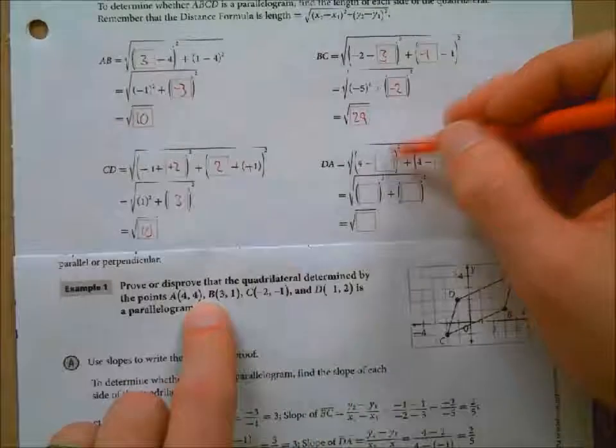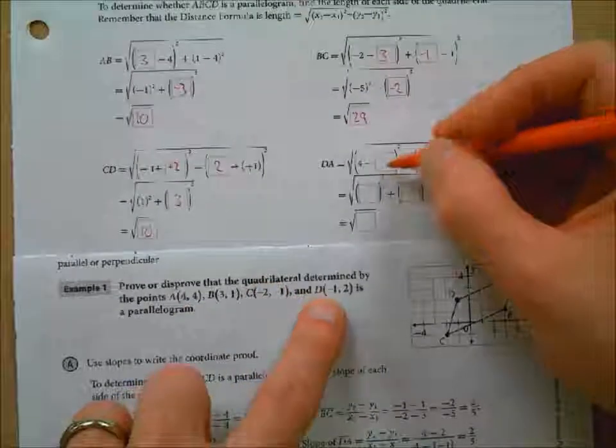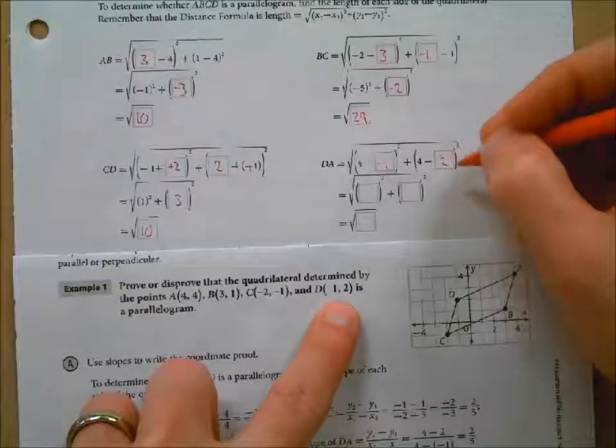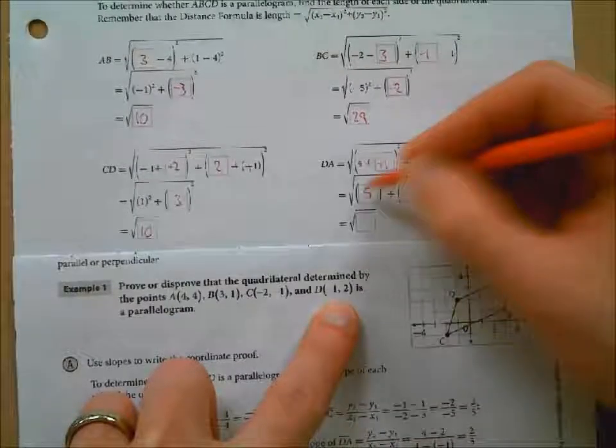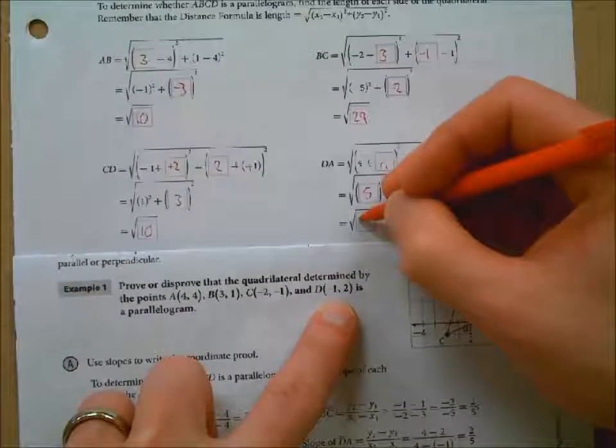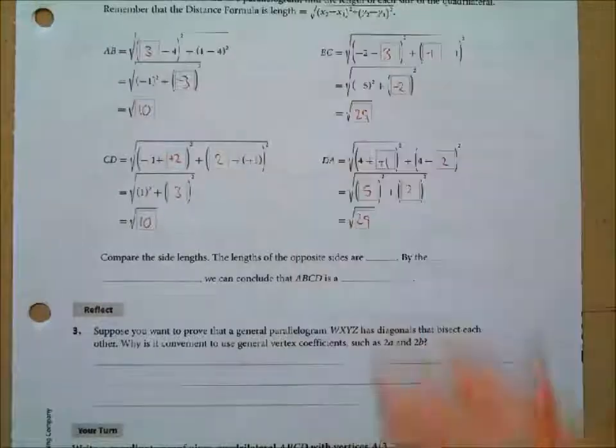And then finally, DA. A is 4 minus negative 1, the x-coordinate for D, and then 4 minus 2, the y-coordinate for D. So plus positive, you get 5 squared. 4 minus 2 is 2, 2 squared, and so we get 25 plus 4, which is 29.